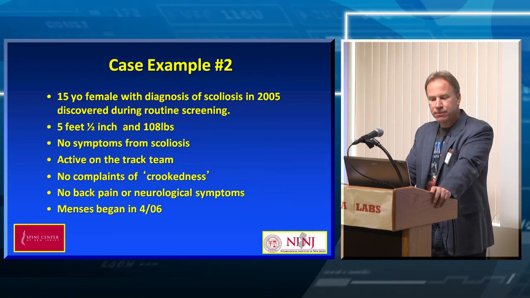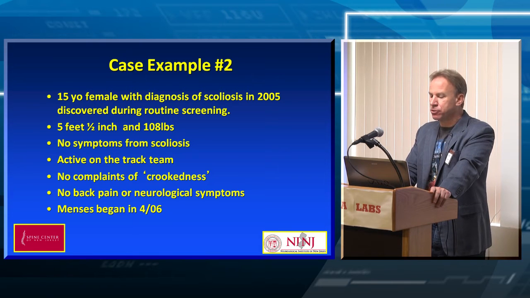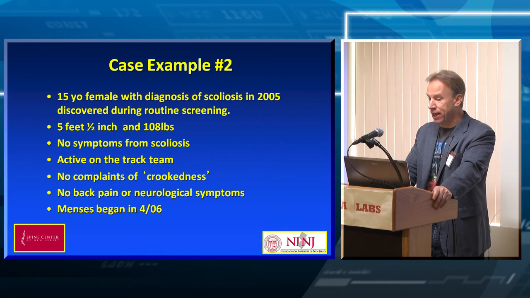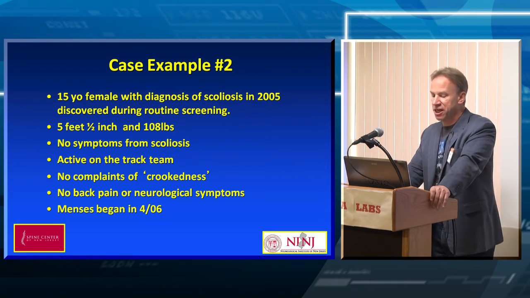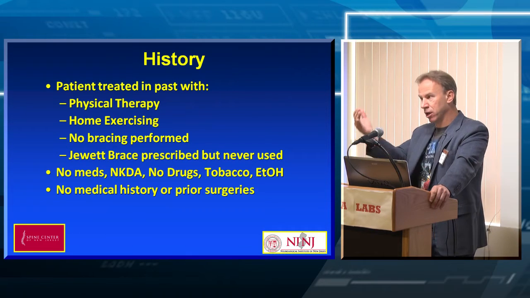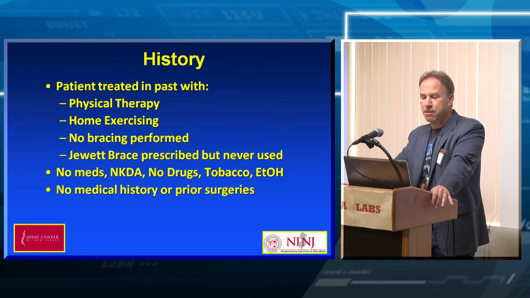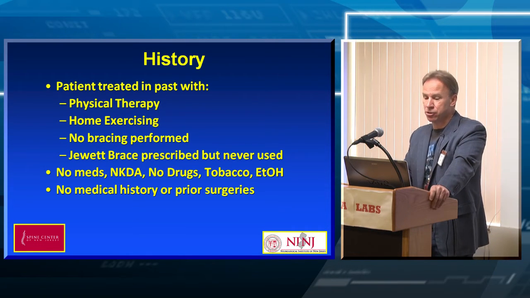Second case, a 15-year-old girl with scoliosis diagnosed in 2005 on a routine screening. When I first saw her, she was 5 feet, half inch tall, 108 pounds. She was on her track team. All she complained about was crookedness. That was it. Her menses had begun in April of 06. That's an important question, too, in the adolescent group.